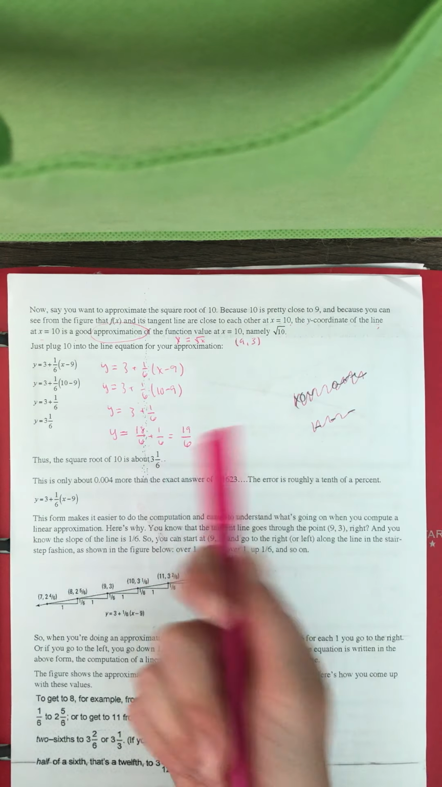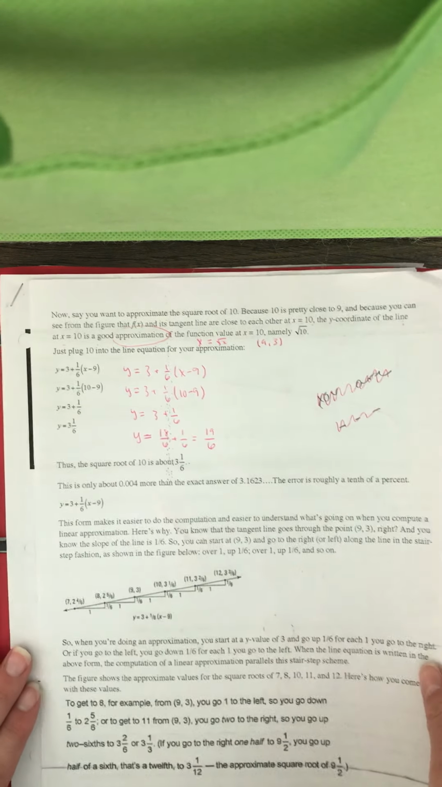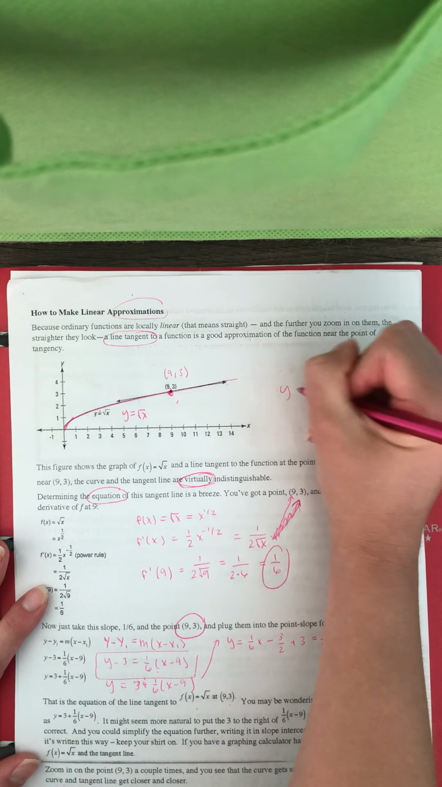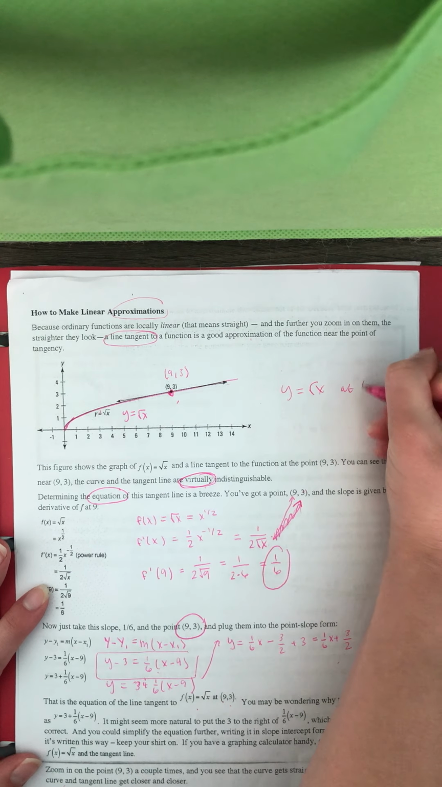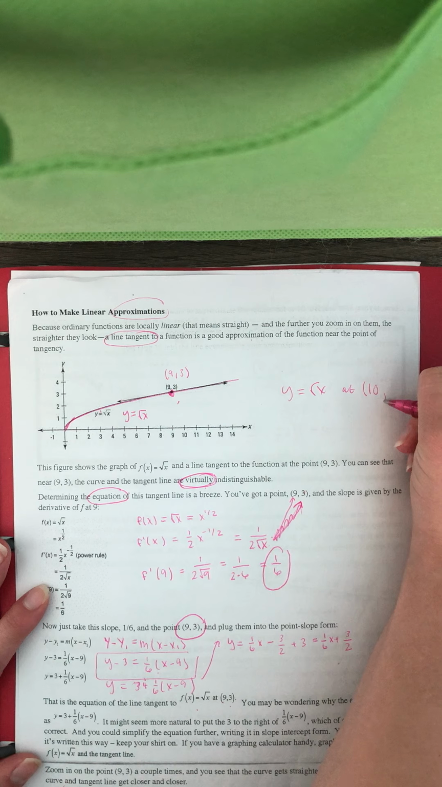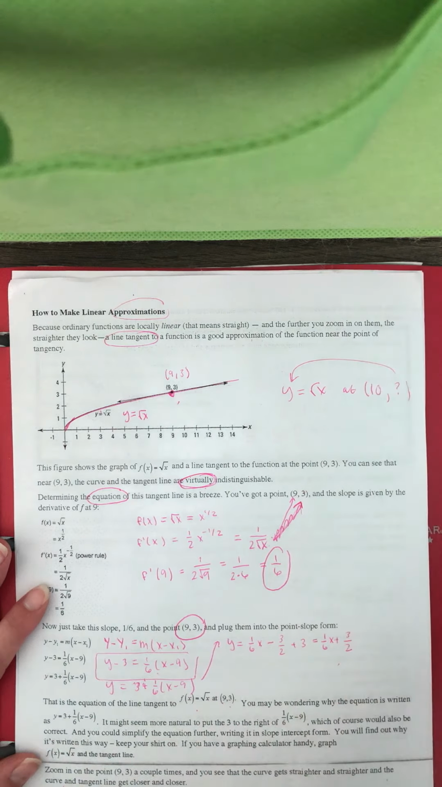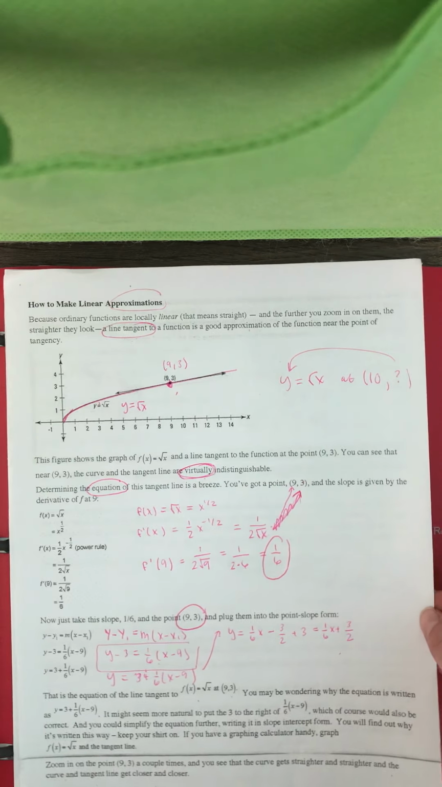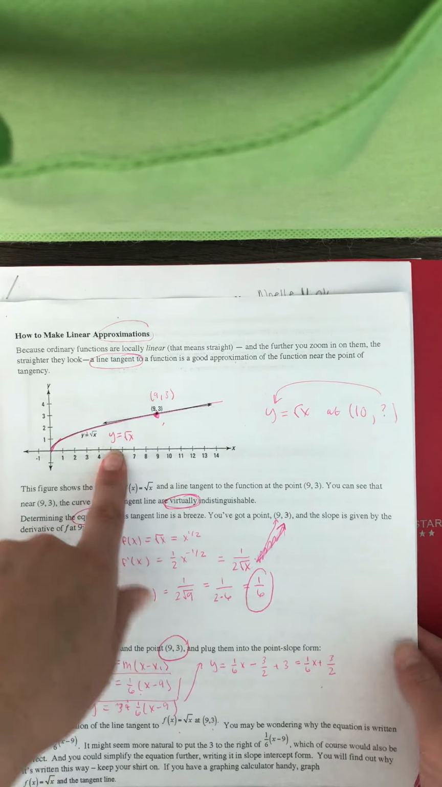So this is just a simple way. If you don't have a calculator, or if you're on a no calculator portion of a test and you need to know what is the value of y equals root x at 10, unless you have your square roots memorized, you don't know what the exact square root of 10 is. So an easy way to do that is you have your point, you have your function, you know you can approximate linearly.